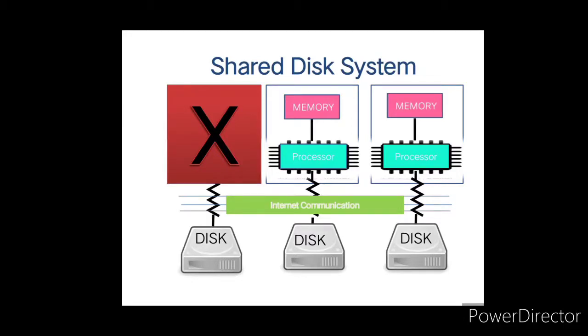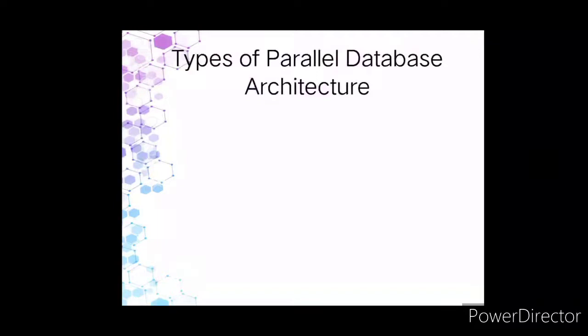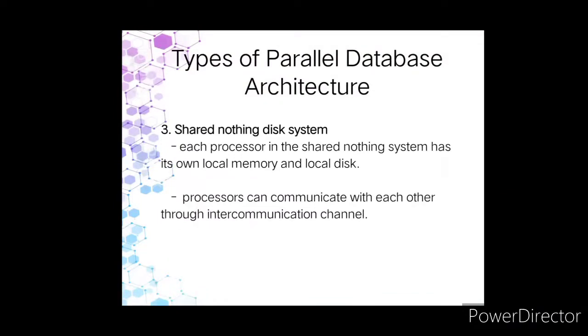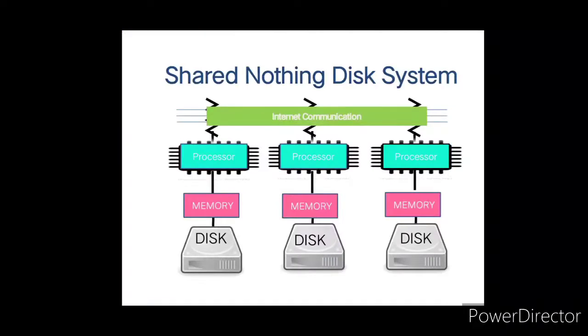The third type of parallel database architecture is the shared nothing disk system. Each processor in the shared nothing system has its own local memory and local disk. Processors can communicate with each other through the intercommunication channel. This is the sample of the shared nothing disk system. With the help of the intercommunication network, each processor interacts with the other processors. Each processor has its own memory and disk.